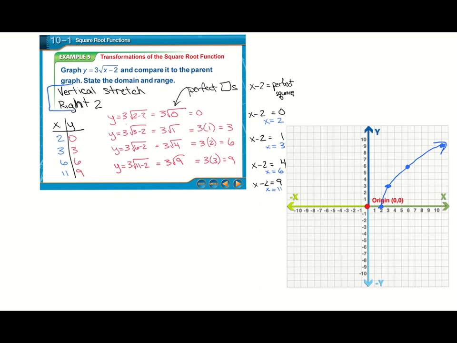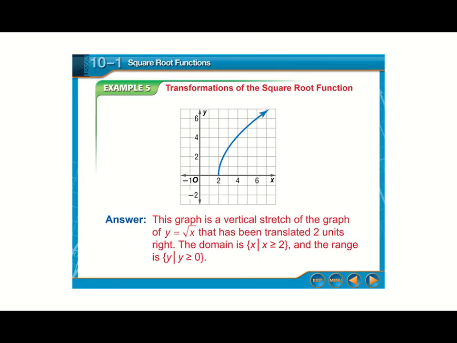Okay, so the domain, remember, is all my x values. So it's starting at where x equals 2, and it's going to the right, so it's getting bigger. So x is greater than or equal to 2. And the range is all the y values, so it's starting where y equals 0, and it's going up. So that is your final answer. And this is their version. So it's the same thing. We did a good job.